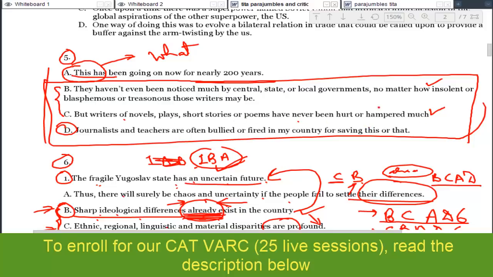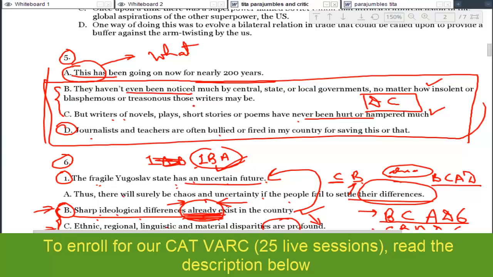So these sentences D and C are basically happening simultaneously. They are not two discrete events separated in space and time. On the one hand, journalists and teachers are often bullied. On the other hand, writers of novels and short stories have never even been heard. They haven't even been noticed.